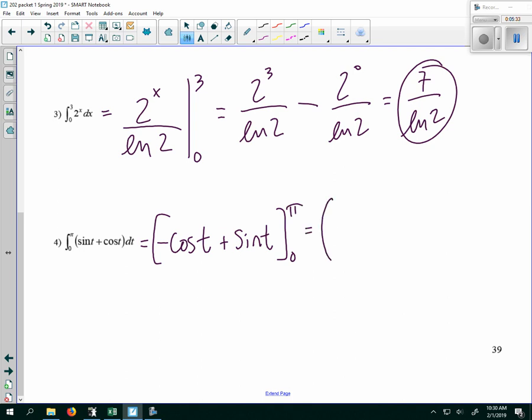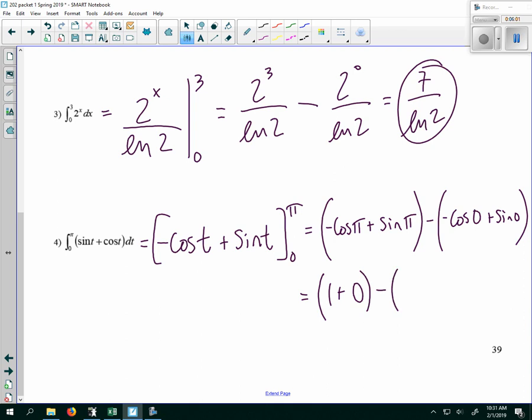All right, so if I plug in pi, again, I'm just going to write it all out. Negative cosine pi plus sine of pi. And then plug in 0. Negative cosine of 0 plus sine of 0. Okay, so the cosine of pi is -1, but that's negative 1, so that's 1. The sine of pi is 0. The cosine of 0 is 1, so it's a -1, plus the sine of 0 is 0. So I have 1 plus 1, which is 2.